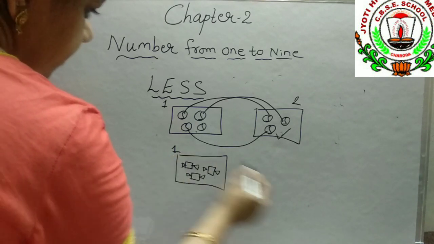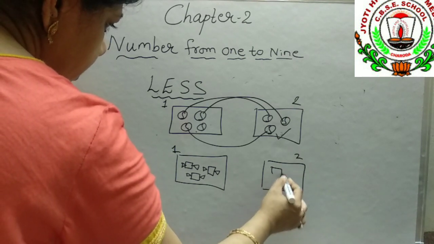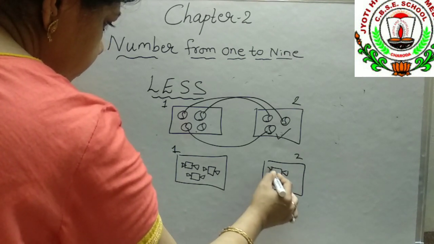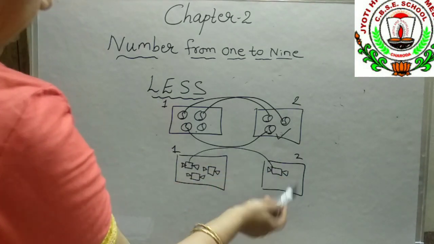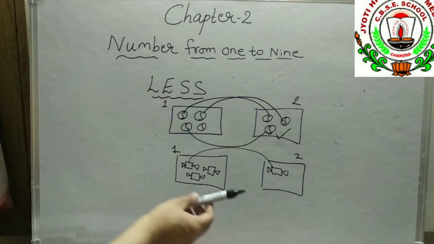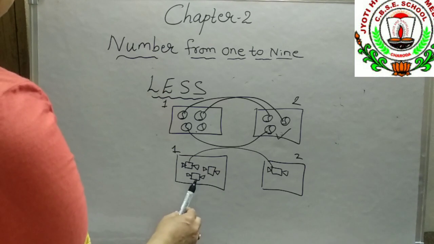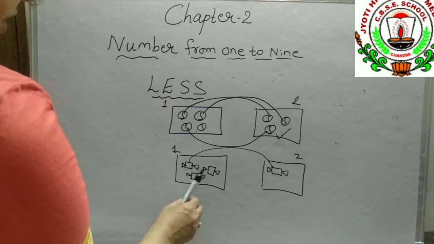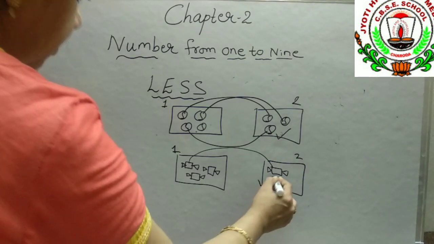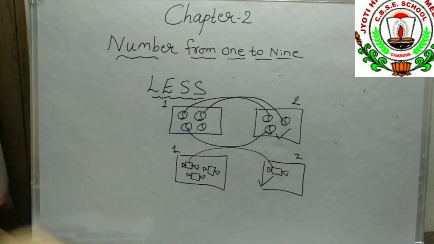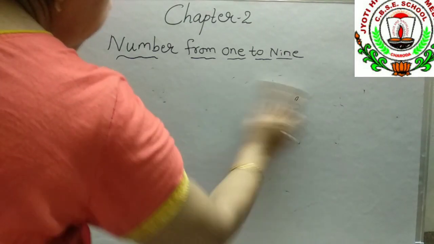This is box number 1 and again I am making box number 2. In this also I am making some toffees. Now we will compare one toffee, one toffee. Now in box number 2 there is no toffee remaining, and in box number 1 there are 2 toffees. So in box number 1 there are more toffees and in box number 2 there are less. So we will put a tick mark in box number 2.